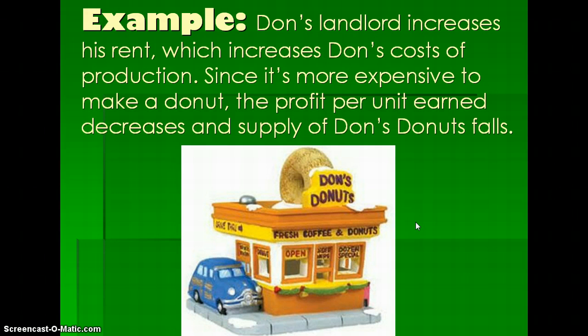Some examples here. This is Don's Donut Shop. Don's landlord, where he makes his donuts, increases his rent. So one of the factors of his production went up, land, which increases Don's cost of production. Since it was more expensive to make a donut, the profit per unit earned decreased and the supply of Don's donuts falls. It costs him more to make the donuts, so he's not going to produce as many donuts as he did before.